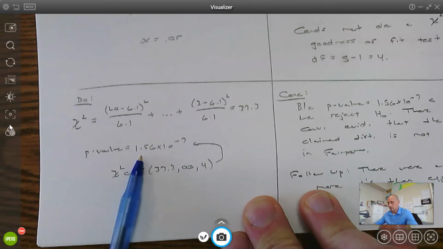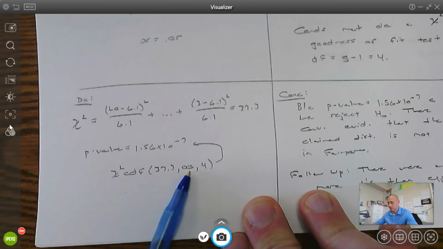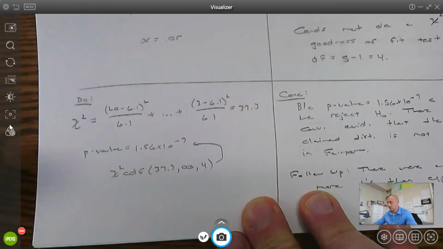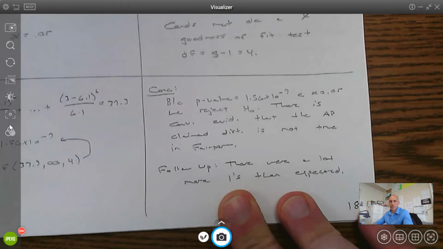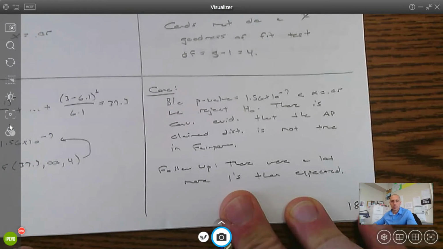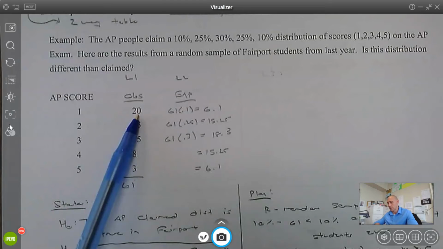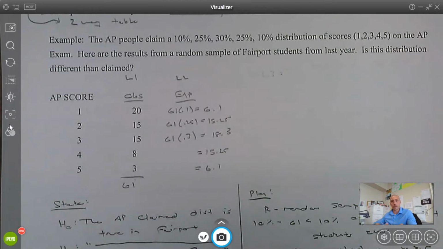To get the p-value, you use chi-squared CDF from that test statistic to infinity with your 4 degrees of freedom. So in this case, the p-value is really small, so we're going to reject the null. We have convincing evidence that the distribution is not true in Fairport. So why did we reject the null? We need to do this follow-up analysis. There are a lot more ones than we expected, 20 versus only 6.1. That's going to be what I talk about in the follow-up analysis.